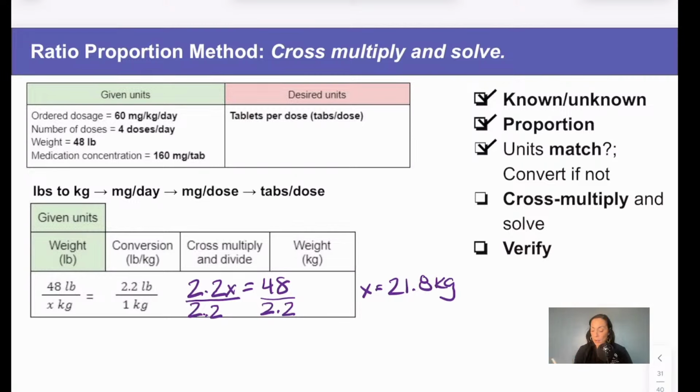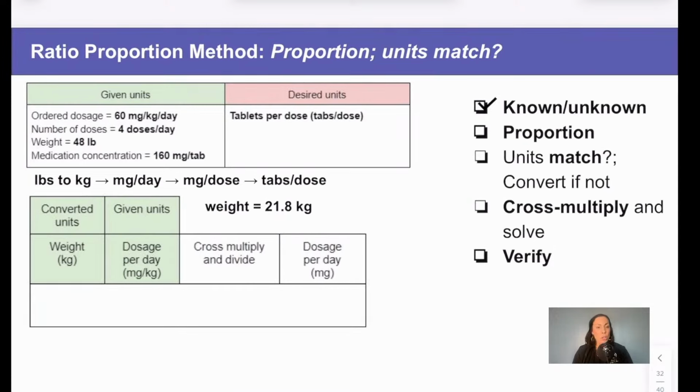Great. So now that we've figured out our pounds to kilograms, we can take this information into our next step and figure out our milligrams per day. So we're going to take X milligrams, because that's what we're trying to figure out, how many milligrams we would be doing for a 21.8 kilogram child. And then we know that the relationship we have is 60 milligrams per 1 kilogram, right?